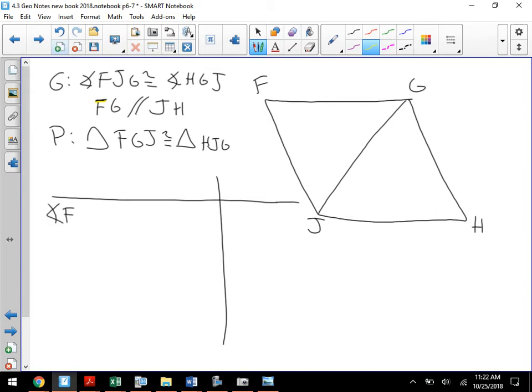Angle FJG is congruent to angle HGJ. So you follow around. FJG is this guy, HGJ is that one. Mark our diagrams first. Go to the next one. You got your parallels, FG and JH. I think the diagram already had the arrows on it.